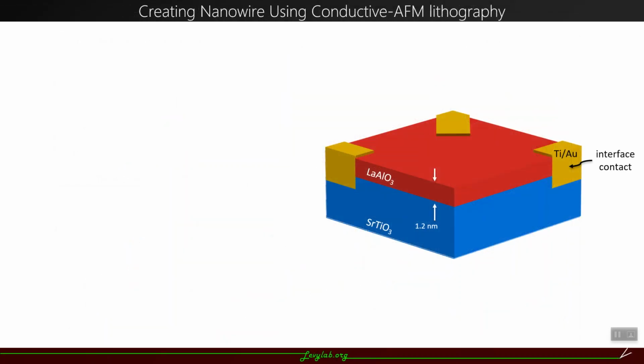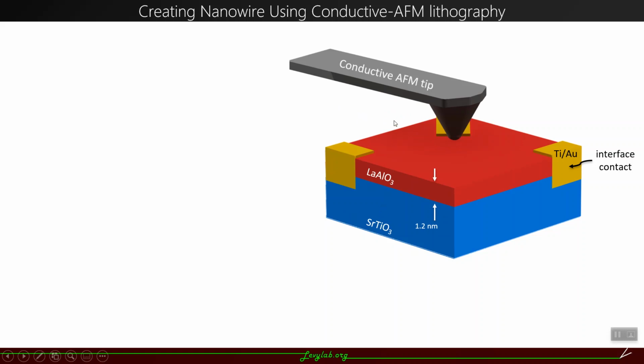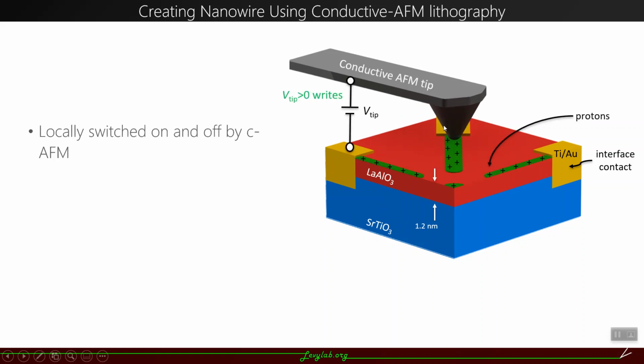In our lab, we developed a technique called conductive AFM lithography that allows us to create nano devices at reduced dimension at the interface. As shown in the figure, when 3 unit cells of lanthanum aluminate are grown on top of strontium titanate, the interface is insulating. However, by applying a positive voltage to the conductive AFM tip, one can locally make the interface conducting and create nanowires at the interface.